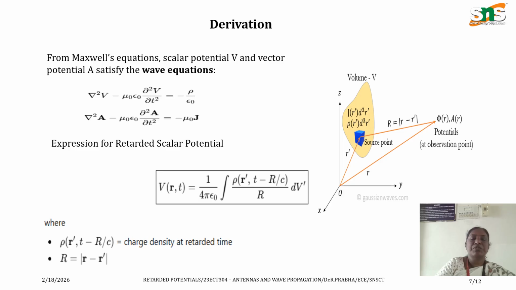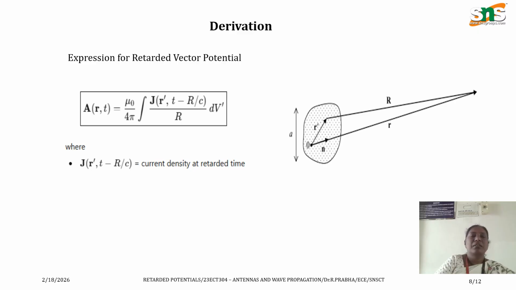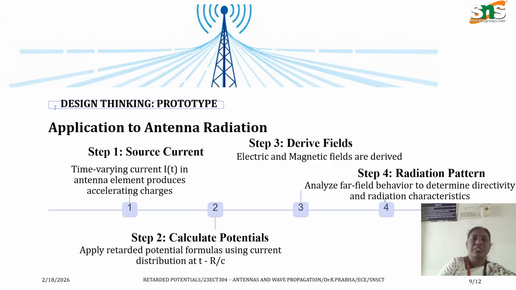So now we can write the expression for the retarded scalar potential: V of r comma t is equal to 1 by 4 pi epsilon naught, integral of rho of r dash comma t minus R by c, divided by R, dv dash. Here t minus R by c we call the retardation time, and capital R is the distance between the point of observation and the source, which is the magnitude of r minus r dash. And next is the expression for the retarded magnetic vector potential, given by A of r comma t is equal to mu naught by 4 pi, integral of J of r dash comma t minus R by c, divided by R, dv dash. Here the term J of r dash comma t minus R by c is nothing but the current density at the retarded time.